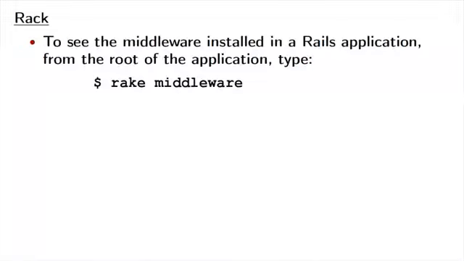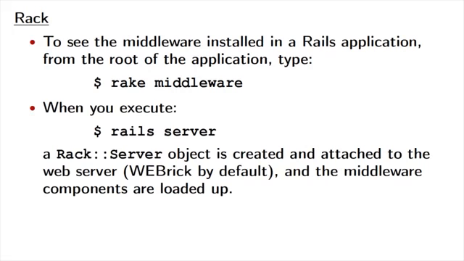Now, if you'd like to take a look at the specific middleware components that are provided in a Rails application, just go to the root of the Rails application and type rake middleware, and you'll see a list of all the middleware components that are being used in your web application. When you type rails server, a Rack server object is created, and by default it's attached to WEBrick, and WEBrick in this case is acting as both your application and web server. The middleware components are loaded up and made to work with WEBrick, and this is how your application is served up when you go to localhost 3000.